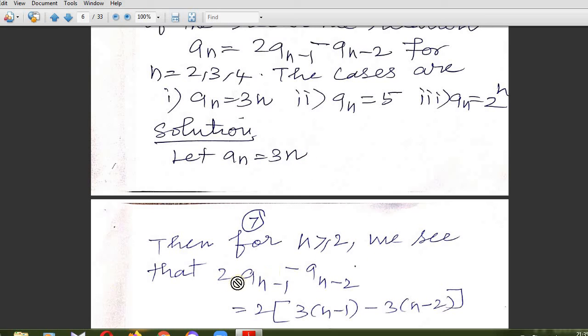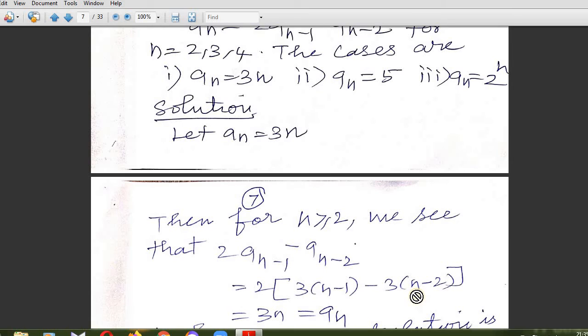So this is the formula 2 into a_{n-1}. So a_{n-1} is equal to 3 into (n-1), minus a_{n-2}. a_{n-2} would be equal to 3 into (n-2). Am I correct? a_n is equal to 3n. Therefore, a_{n-2} would be equal to 3 times (n-2). That is what we have here.